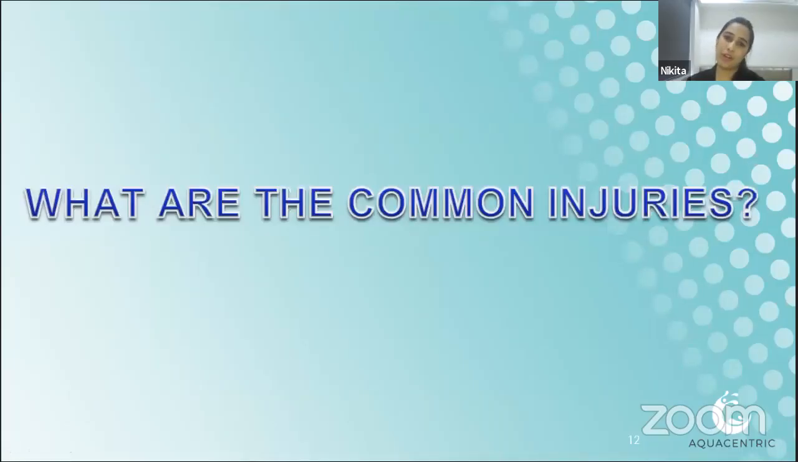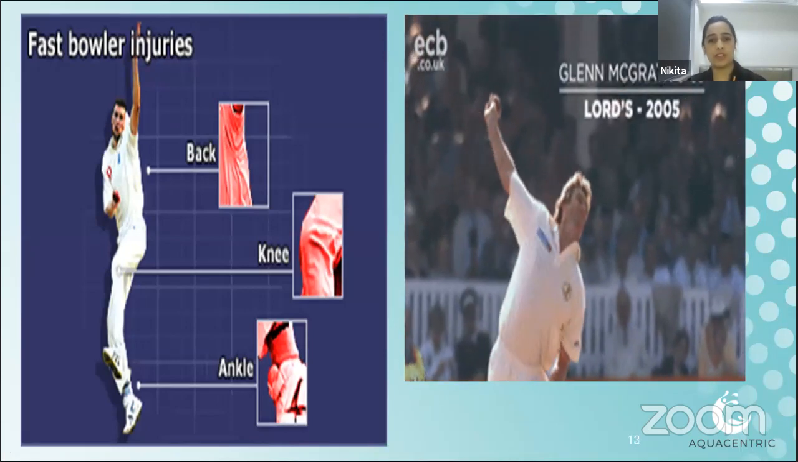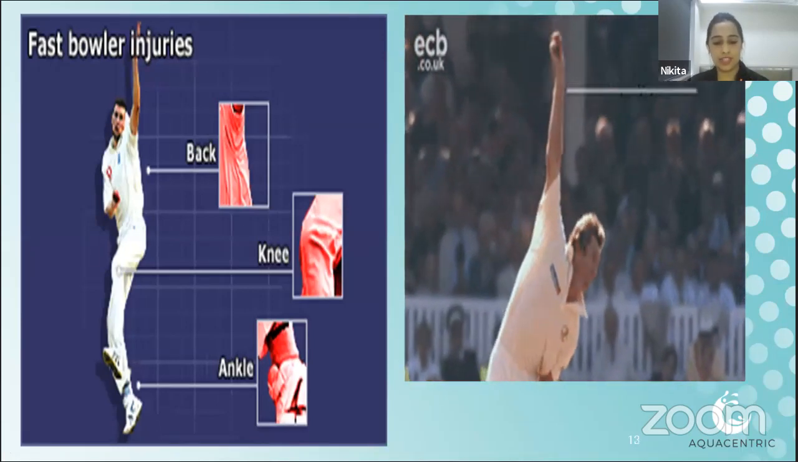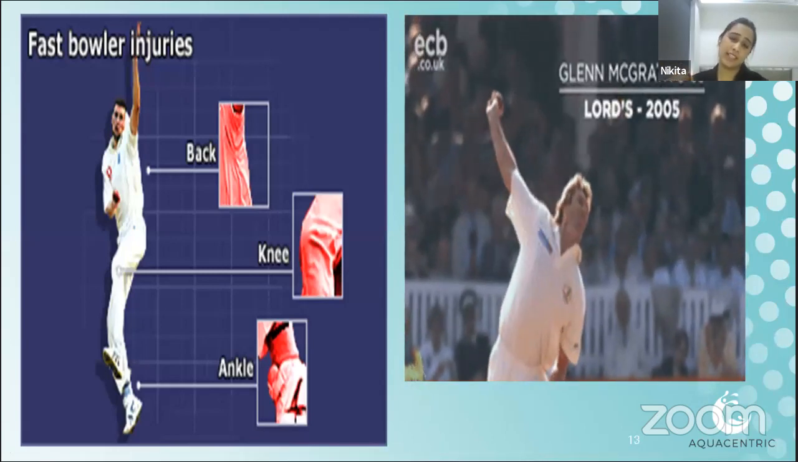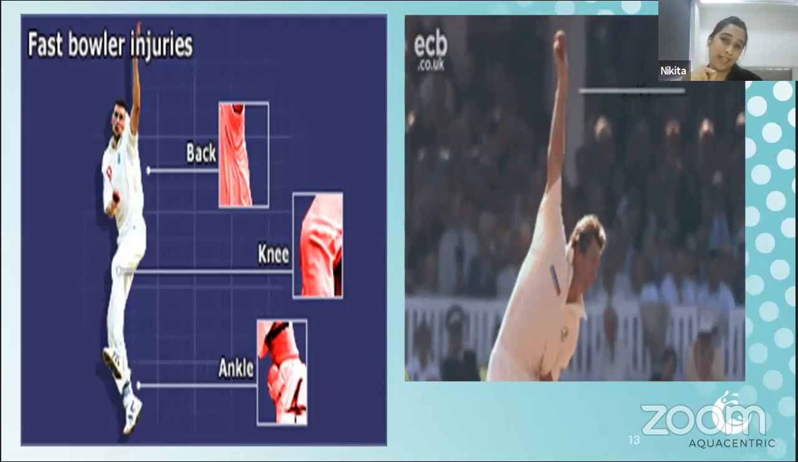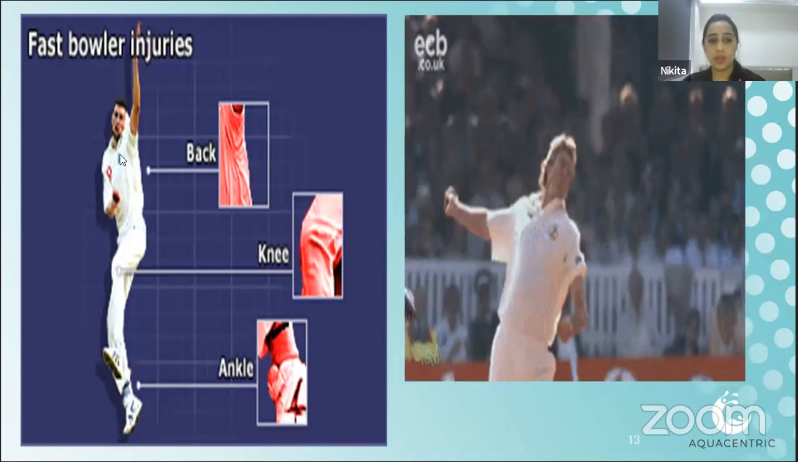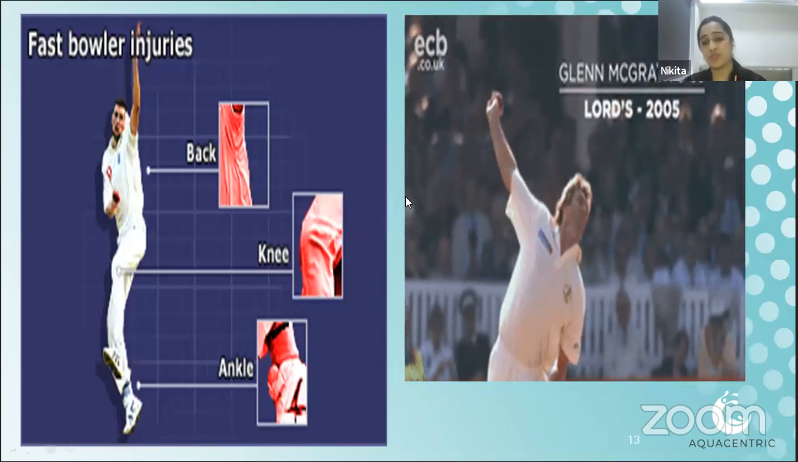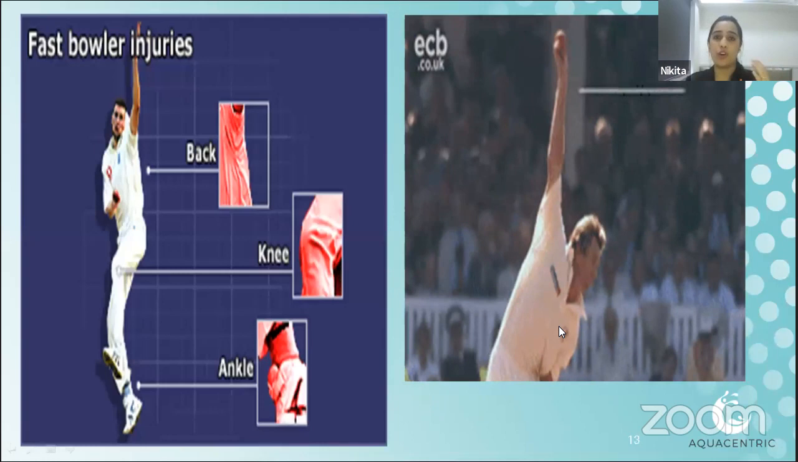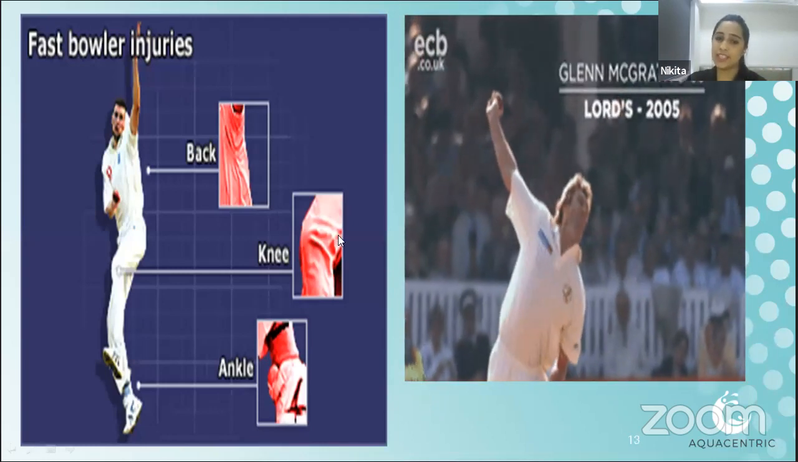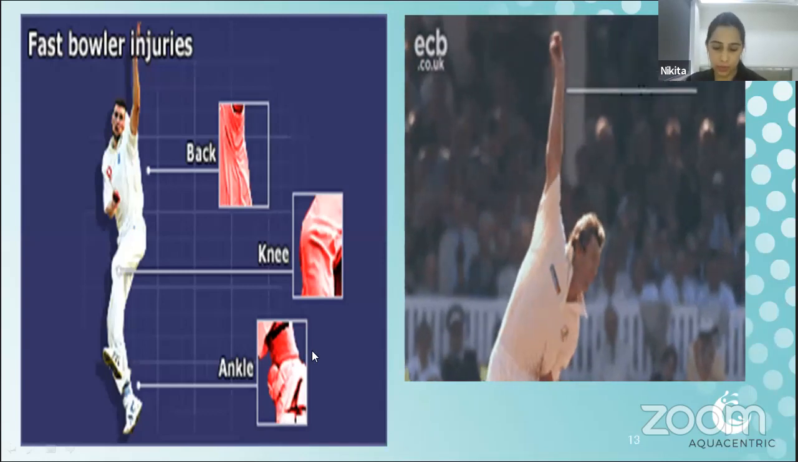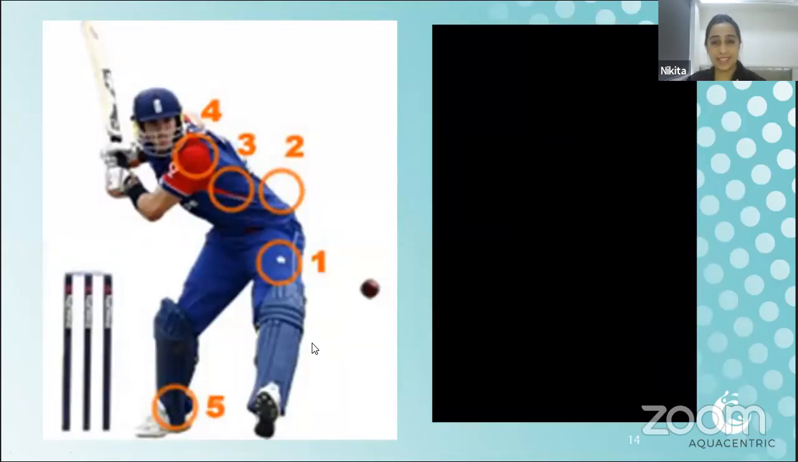Now, let's just see what are the common injuries. Fast bowlers especially have a lot of overhead throwing movements, so they are prone to a lot of repetitive injuries. Also the back injuries, the back strains, because of alternative contraction of the muscles, especially on the non-bowling side. Then knee and ankle injuries are seen in bowlers. We'll see how the injuries actually happen.